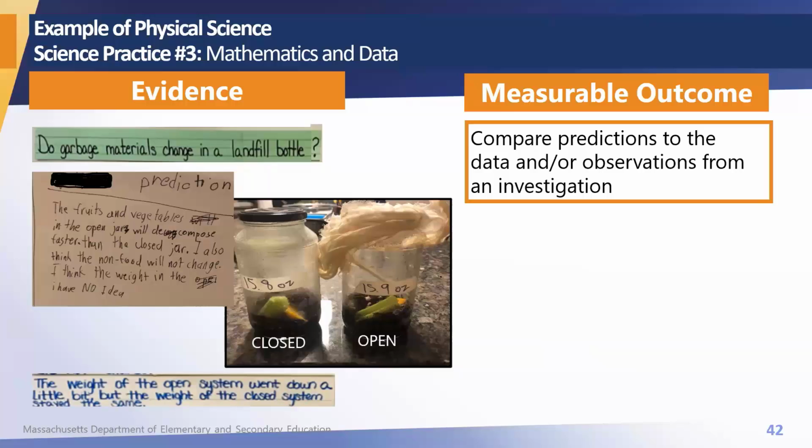So this is just some different things that were written. The weight of the open system went down a little bit. And you can see that's in the teacher's handwriting. But these are things we're going to help them observe. You have little scales and you can weigh them before and after. It's quite interesting to watch, and it's fun.